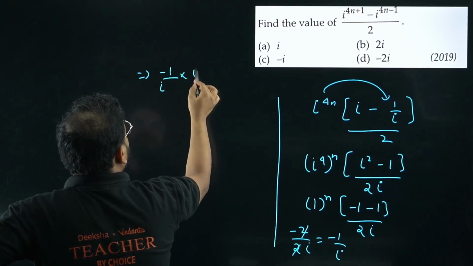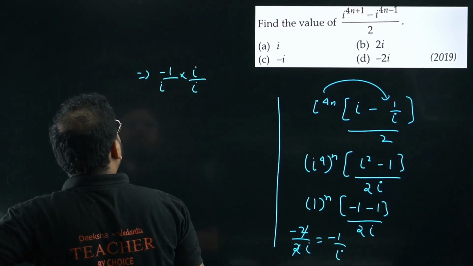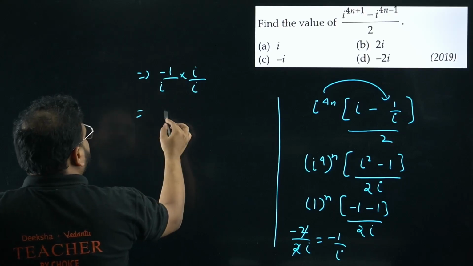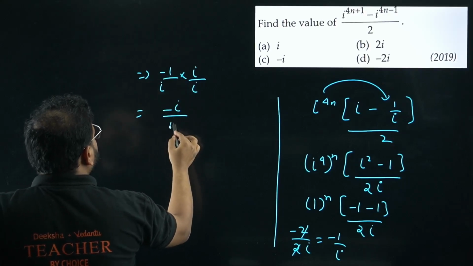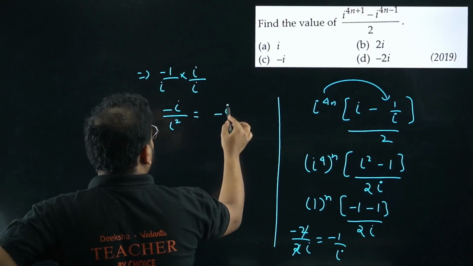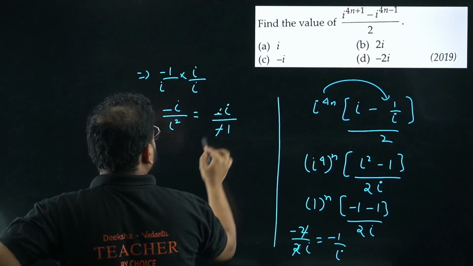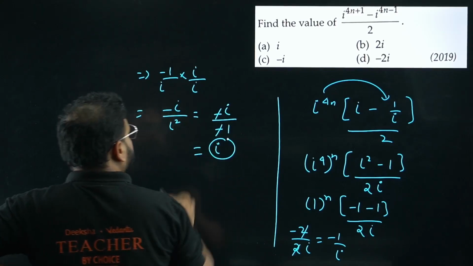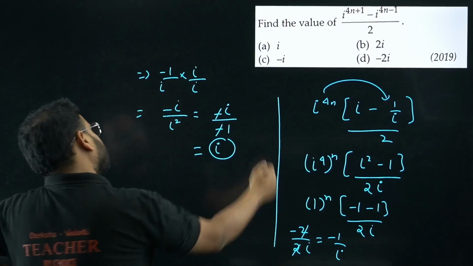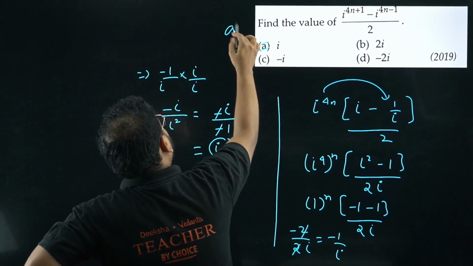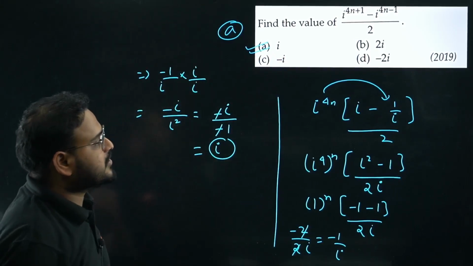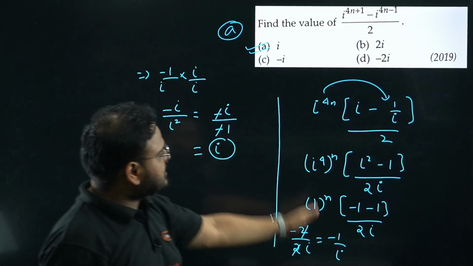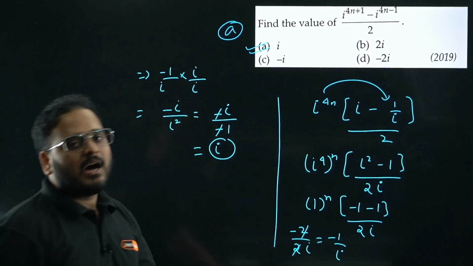I'll take here I into I. I'm trying to move this into the numerator. I get minus I upon I square. So I get minus I upon minus 1. Cancel, cancel. I get simply the answer as plus I. Option A is correct. Very simple question. You only have to follow the steps and simplify this to get the result as iota I.